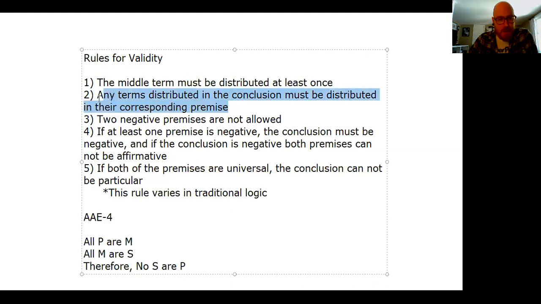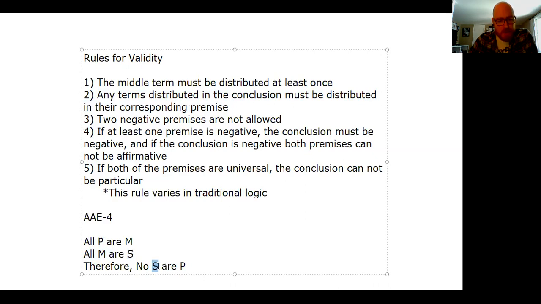Now, rule 2, any terms distributed in the conclusion must be distributed in their corresponding premise, okay? So the conclusion is distributing both S and P. So P, the major term, is being distributed in the major premise, so that's fine. However, the minor premise is only distributing M, so that means that the minor term in the minor premise is going undistributed. So this violates rule 2, right?